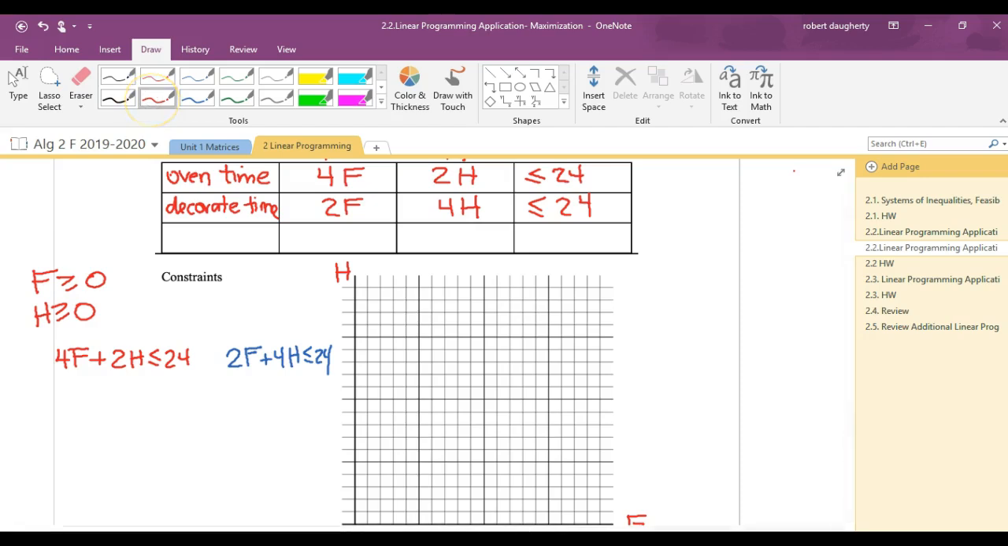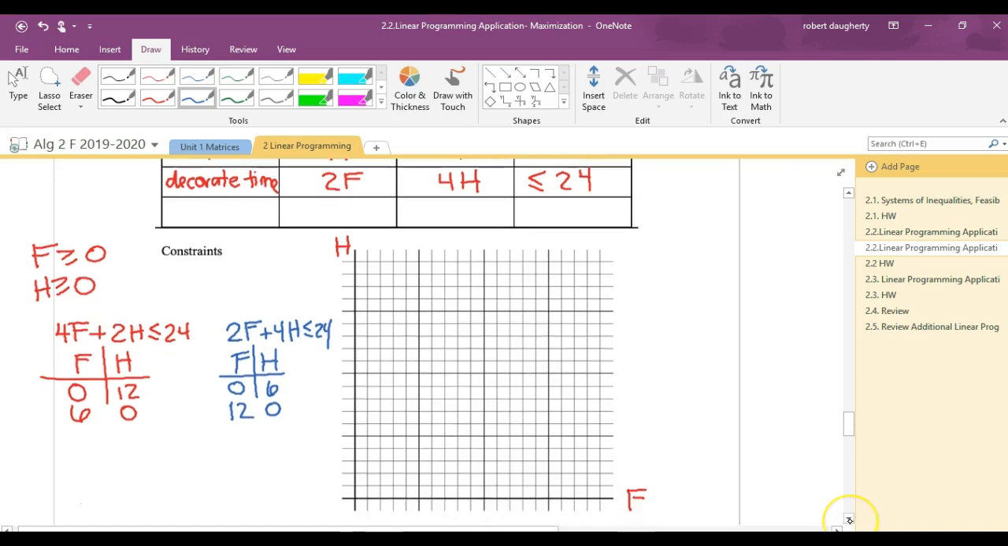If I look at this, I have F and H. When F is 0, H is 12. When H is 0, F is 6. And for the next one, F and H: when F is 0, H is 6. When H is 0, F is 12. So now I just need to graph these two constraints.